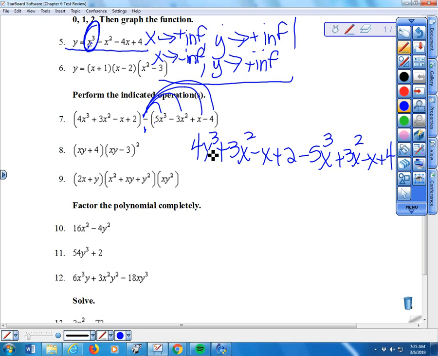Now I'm just going to combine all my like terms. I have a 4x cubed and negative 5x cubed. That's negative x cubed. I'm going to cancel as I go. 3x squared plus 3x squared is 6x squared. Negative x minus x is negative 2x. And 2 plus 4 is 6. And there it is.